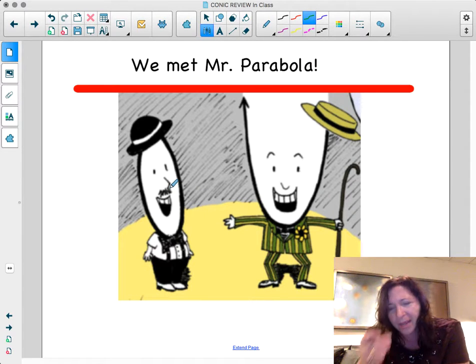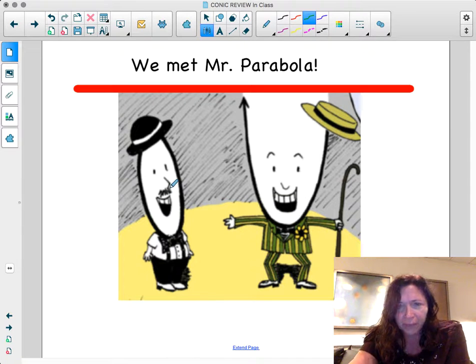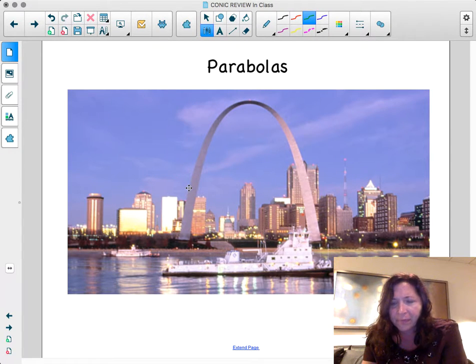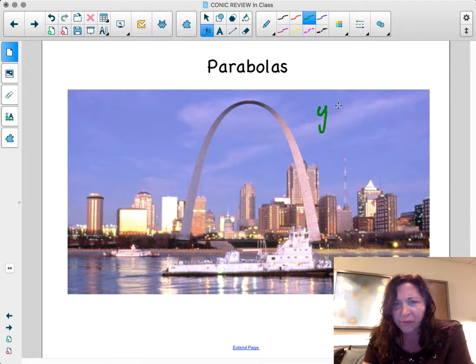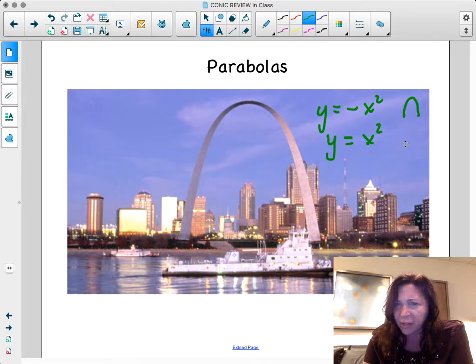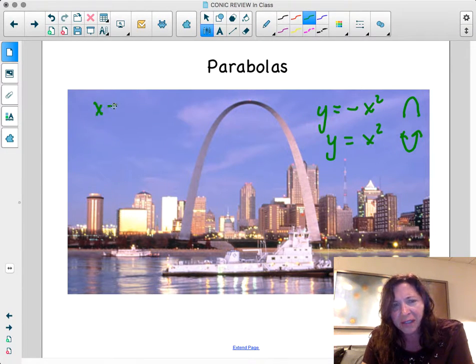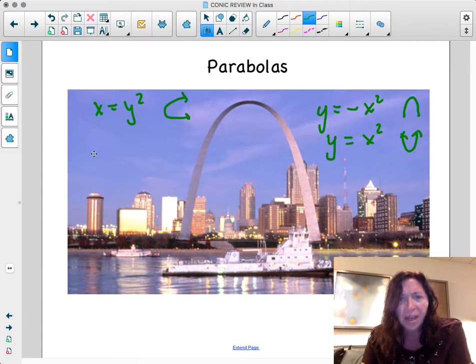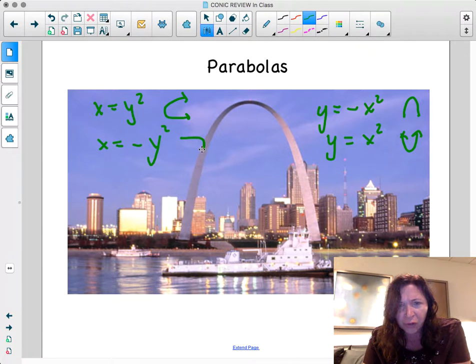Now then we came along, we met Mr. Parabola. This is an equation that goes upside down, so the graph of this equation is y equals negative x squared. But then that one goes up and down. We have this equation, which is y equals positive x squared, which is going to go up like this, vertical. Then we have the equation x equals y squared. The graph's going to go to the right because that's positive. And then we have x equals negative y squared, and that's going to go to the left.